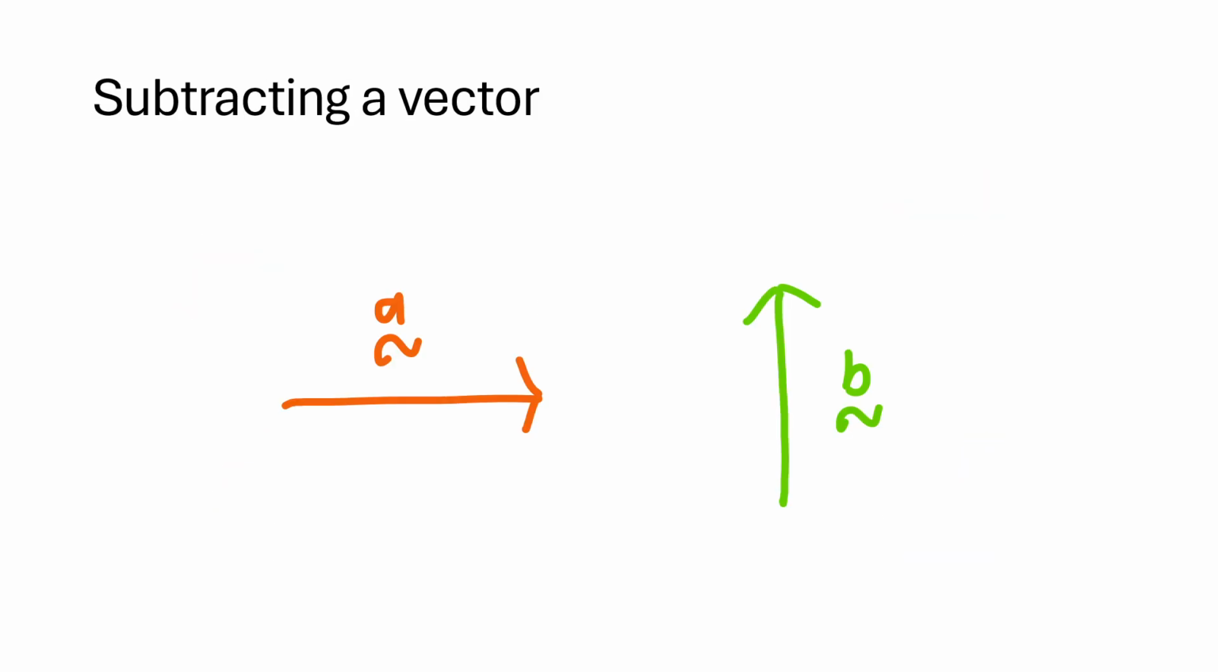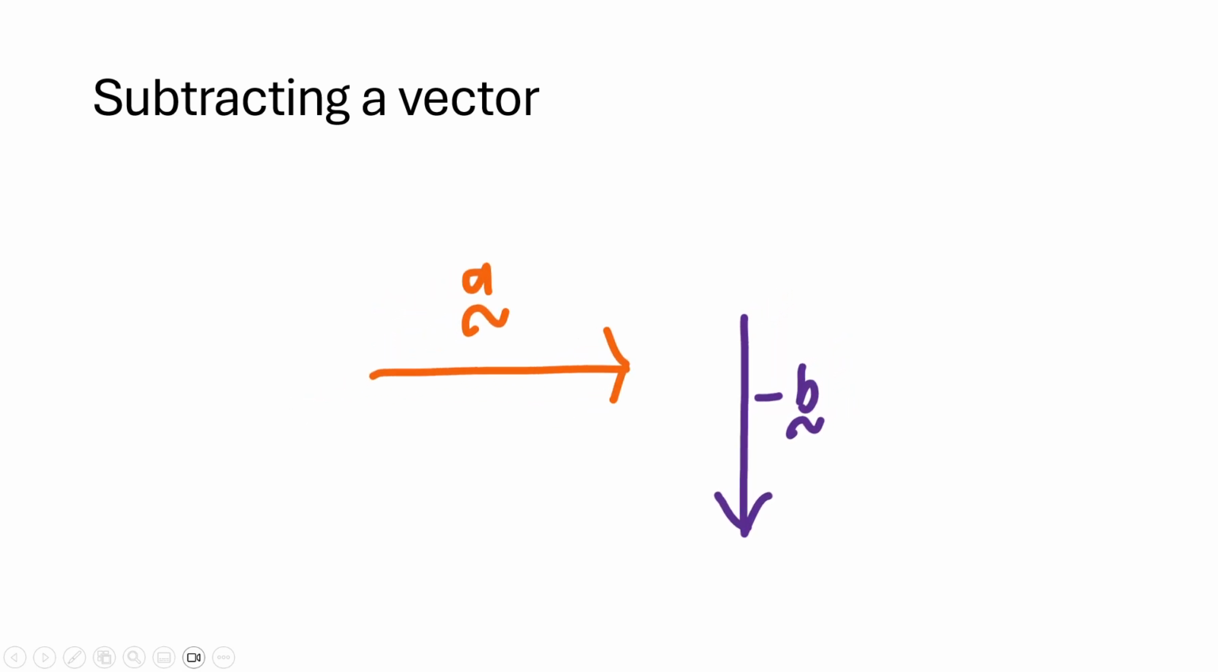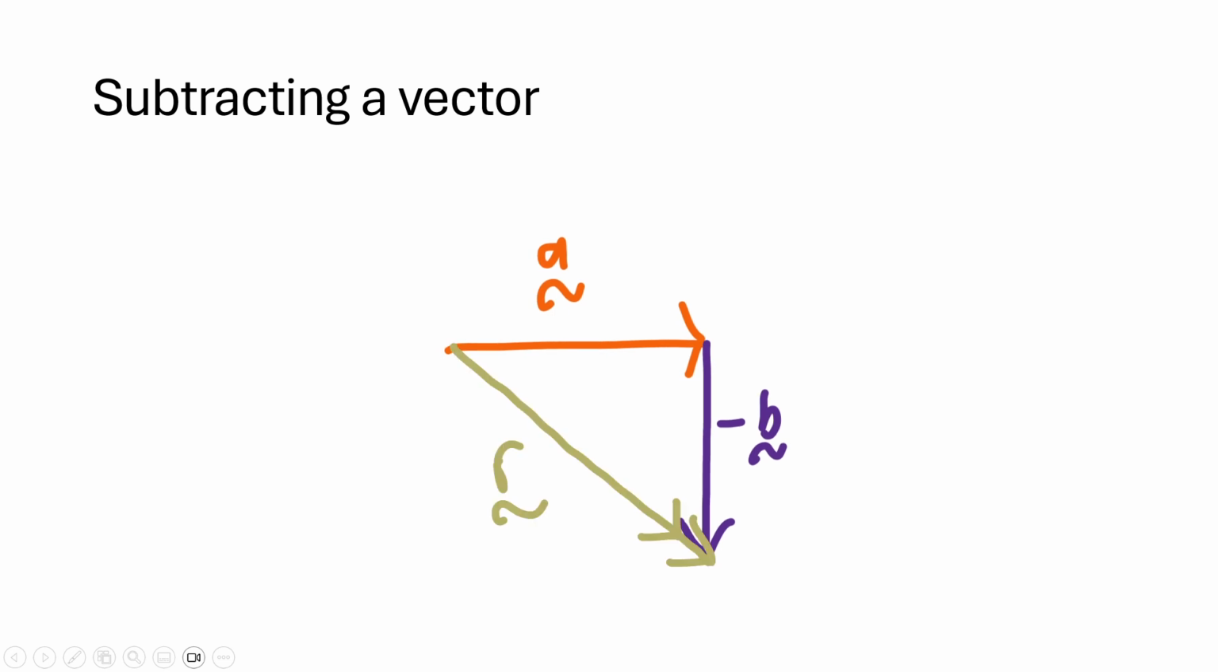What about subtracting a vector? Well, it turns out that subtracting a vector is the same as adding a negative of that vector. So vector a minus vector b is the same thing as vector a plus the negative of vector b. And then from there, it's just the same thing as before, and form a resultant vector.